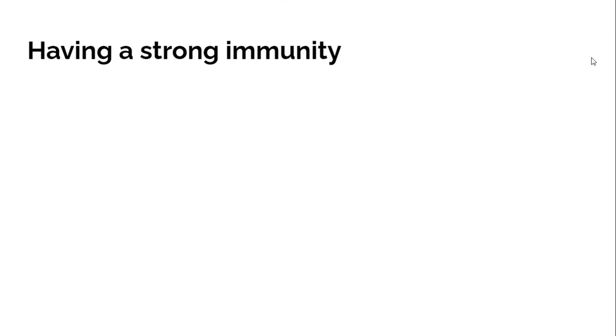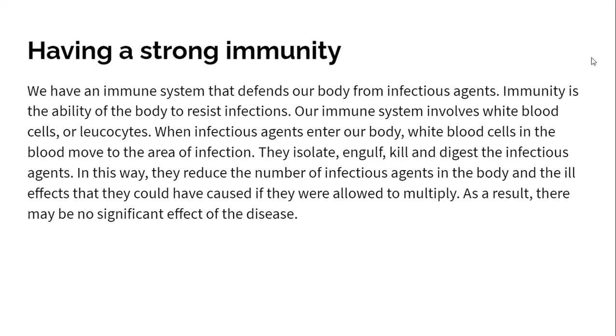Next thing is having a strong immunity. So we have an immune system that defends our body from infectious agents. Immunity is the ability of the body to resist infection. Our immune system involves white blood cells or leukocytes. When infectious agents enter our body, white blood cells in the blood move to the area of infection. They isolate, engulf, kill, and digest the infectious agents.